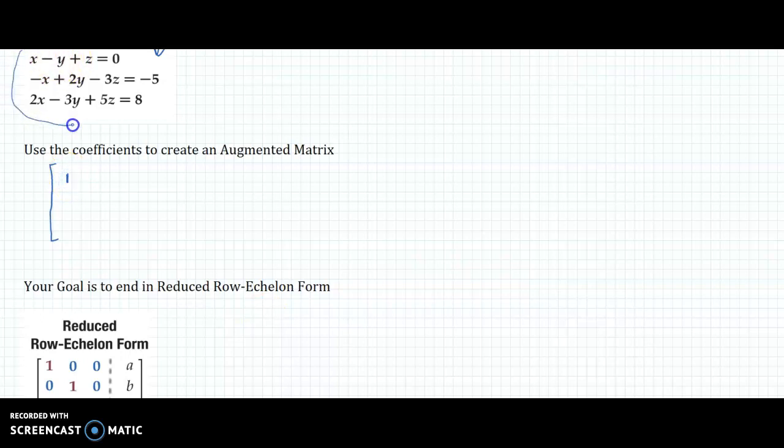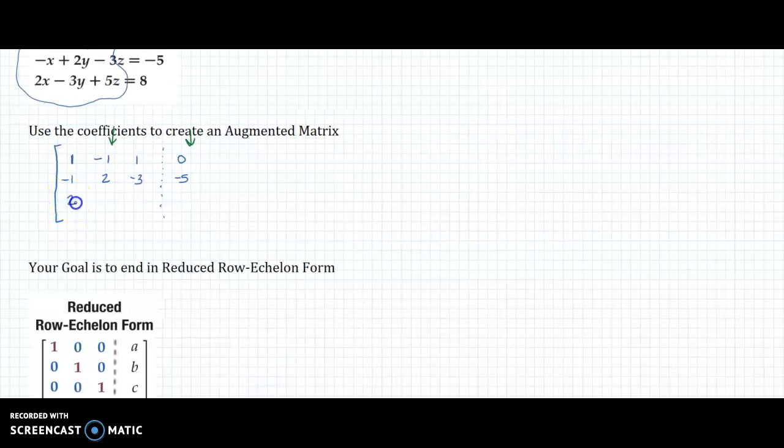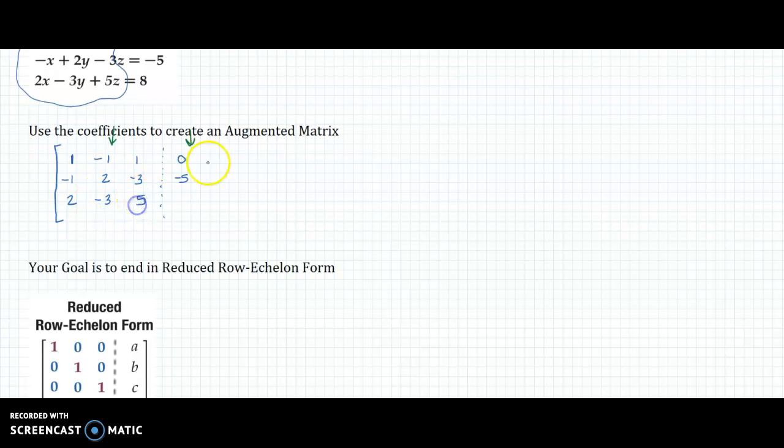So first, you're going to use these to create the first part of your matrix, the 3 by 3 portion of your matrix. So it goes 1, -1, 1. Then we usually draw a dotted line just for our own personal reference. And then 0. This is indicating the coefficients over here, and then your answers, or your right side of the equation, over here. And then we have -1, 2, and -3. And then -5 is over here. And then we have +2, -3, and 5. And we end with 8. So this is our augmented matrix. We take all of the coefficients and then the constant numbers on the right-hand side, and we create this.